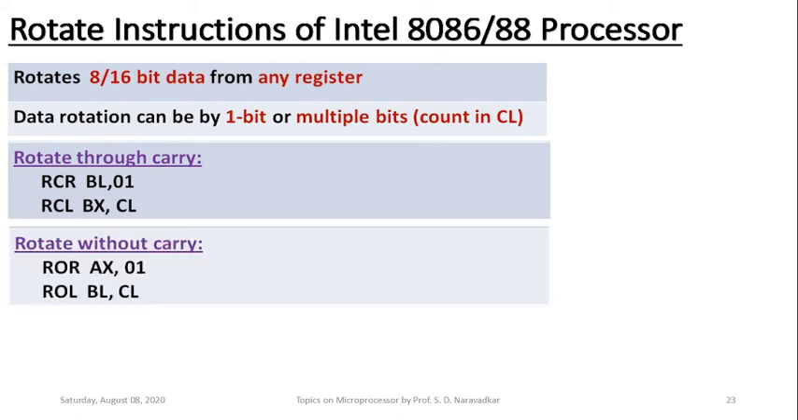Similarly, some more examples, those without carry, are expressed here. Again, rotate right, ROR AX, 01. The 16-bit data of register AX will be rotated towards right without carry by just 1 bit position. And the second example here, rotate left, ROL BL, CL. The 8-bit data of that BL register will be rotated towards left without carry by a number of bit positions. The count is specified within the CL register. So this is all about the data rotate operations here.